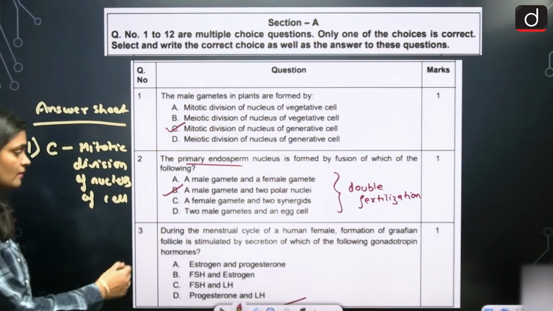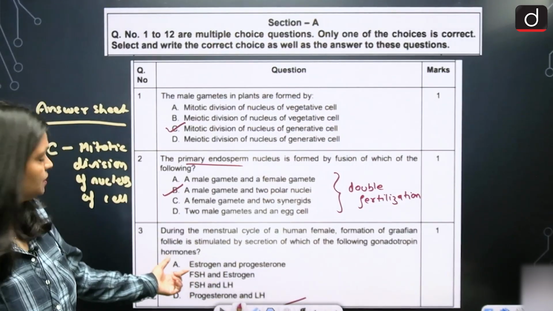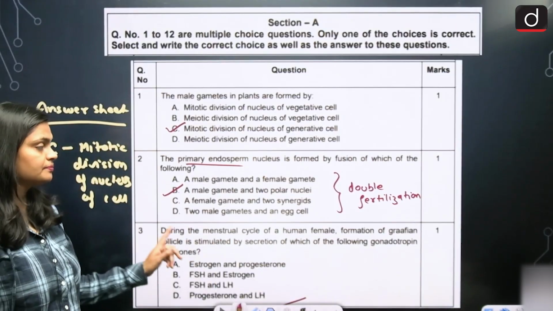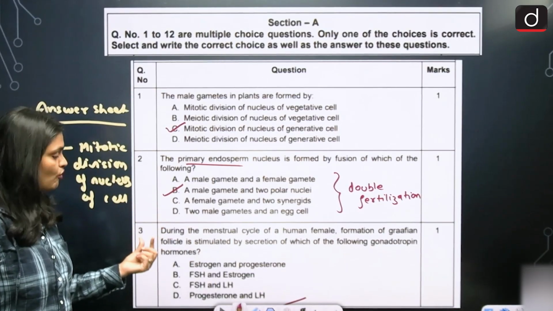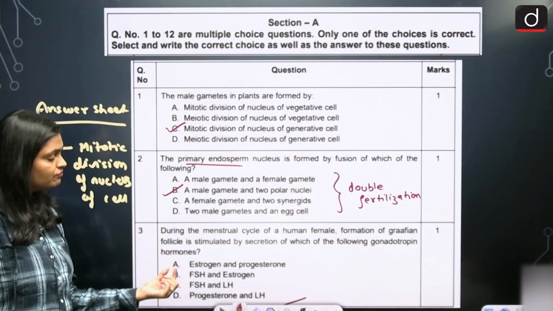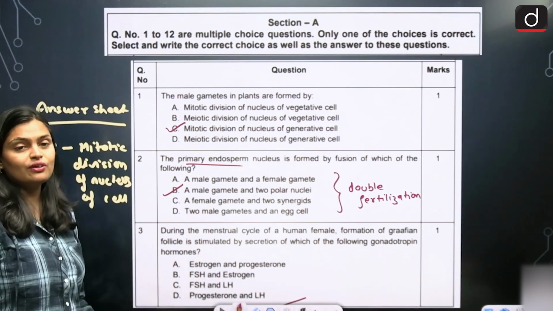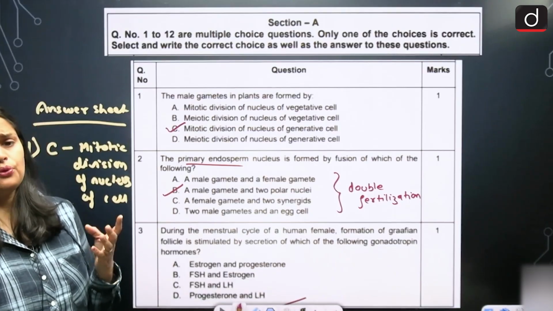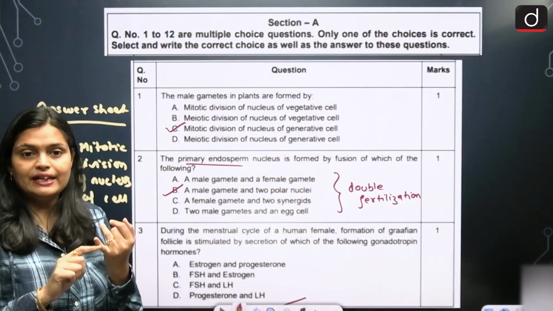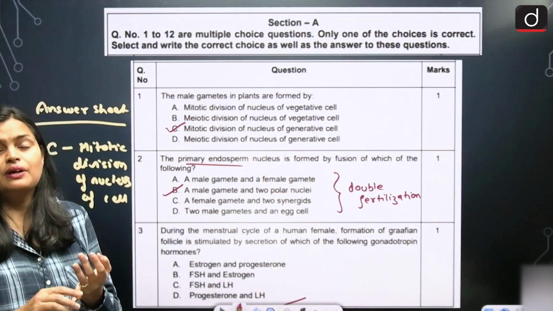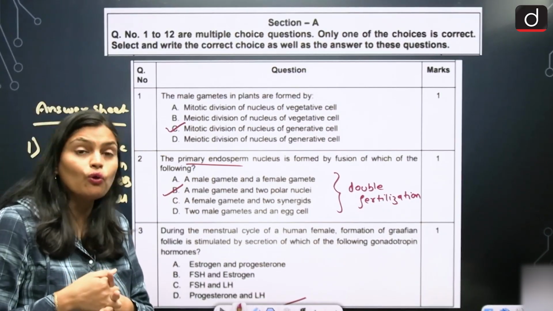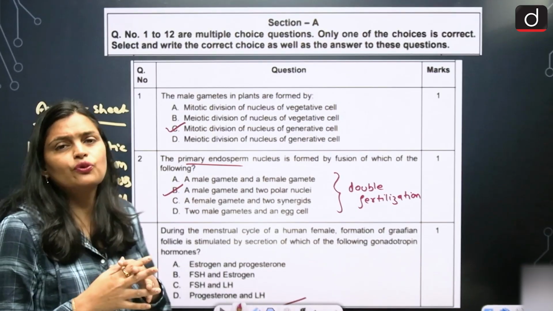Alright. Now let us move to the third question. During the menstrual cycle of human female, formation of Graafian follicle is stimulated by the secretion of which of the gonadotropin hormone? Now guys, remember, you know that the menstrual cycle में 4 phases होते हैं, right? You have a bleeding phase, first menstrual phase, then you have a follicular phase, luteal phase, right? These are the phases you have. Ovulatory phase, right? So these are the 4 phases you have.